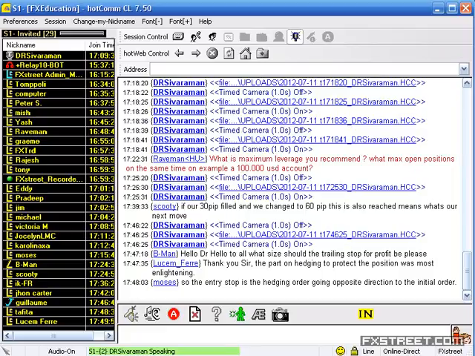Then Scooty asks: if the 30 pips hedging is filled and we changed it to 60 pips, and this is also reached, what is our next move? Okay, you keep the 30 pips hedging order and then the market fills the 30 pips hedging order. Afterwards you close it with stop at entry or with a nominal loss, thinking that it is only a stop and move, during which you are trying to take a buy near the low and keep a hedging order 30 pips below.